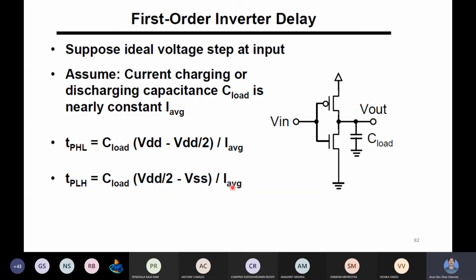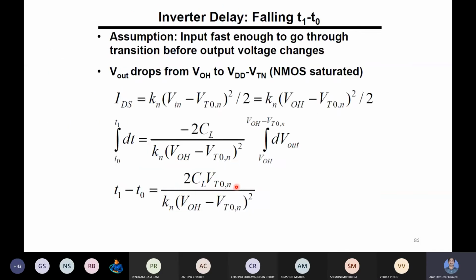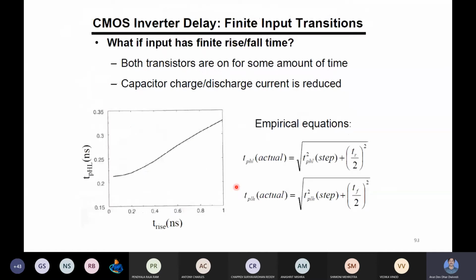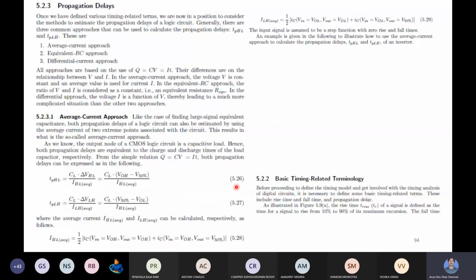So the I average calculation will be taken for the P mass when the output is at VOL, and when the output is at VDD by 2. In the two cases, we take the current of the P mass, add together and divide by 2. That will give you the average. So this is the approximate method, which we can see here in more detail.